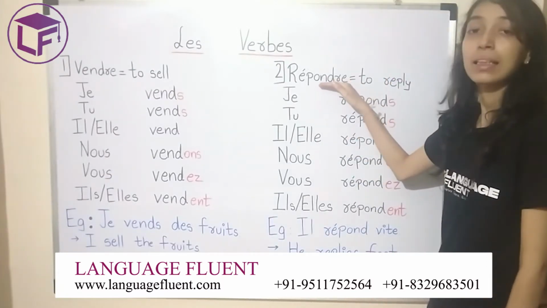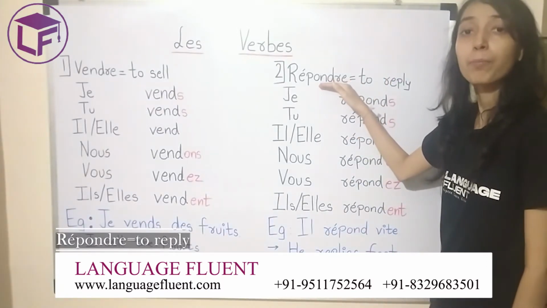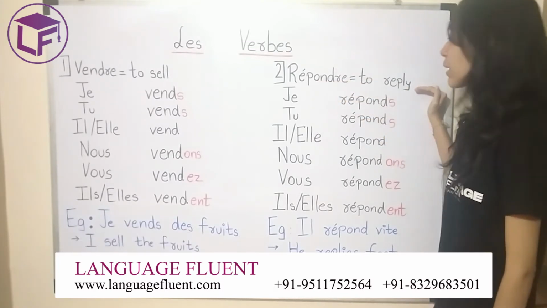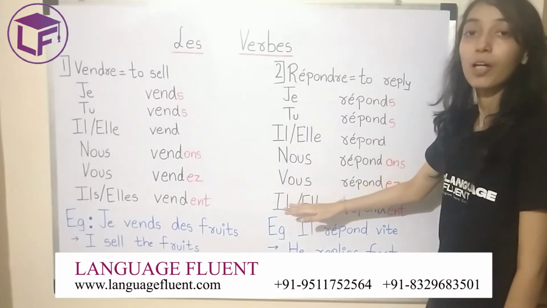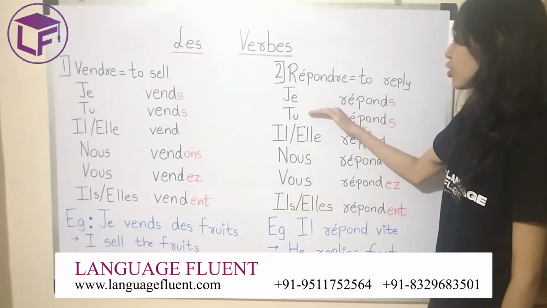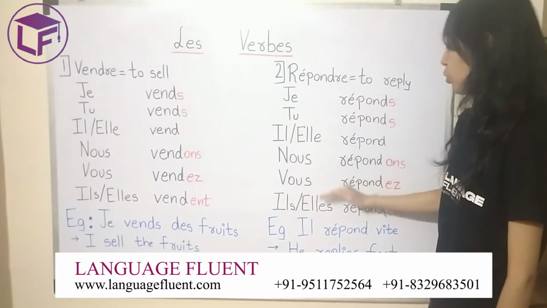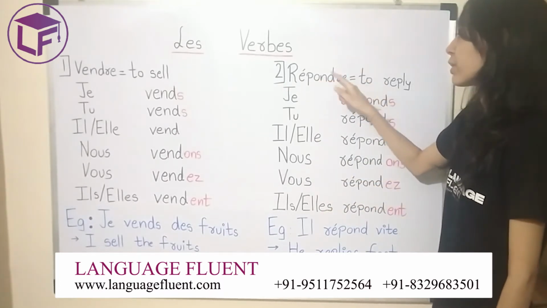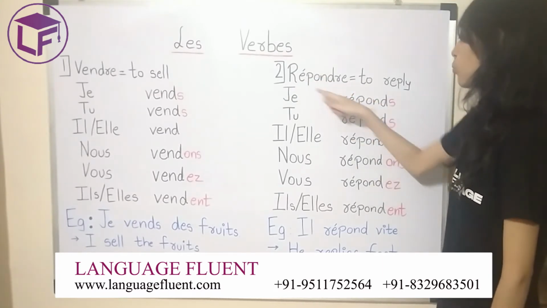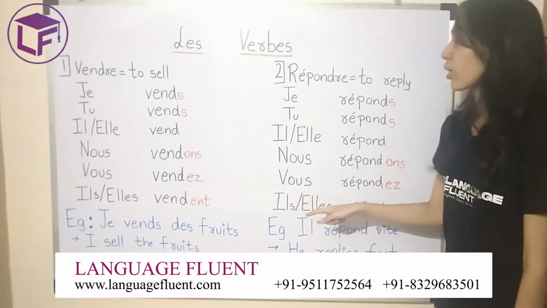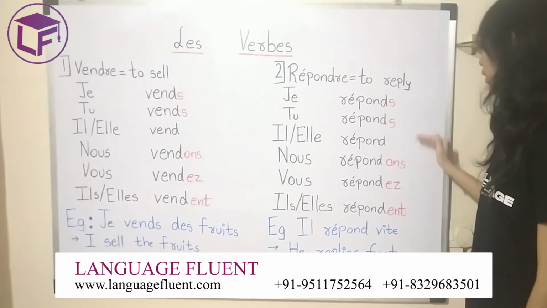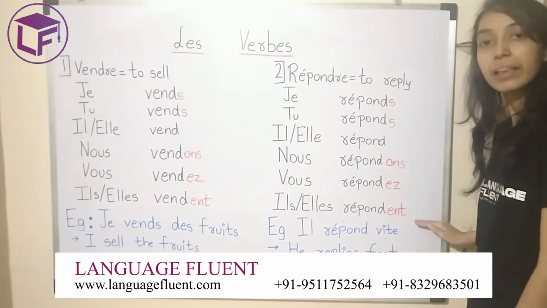The second verb is répondre. Répondre, which is to reply. To reply. We add subject pronouns as it is. Je, tu, il, elle, nous, vous, ils, elles. From répondre, we cut RE and we get RÉPOND. So we write that to each and every subject pronoun. And we add endings. S, S, nothing, ONS, EZ, ENT.